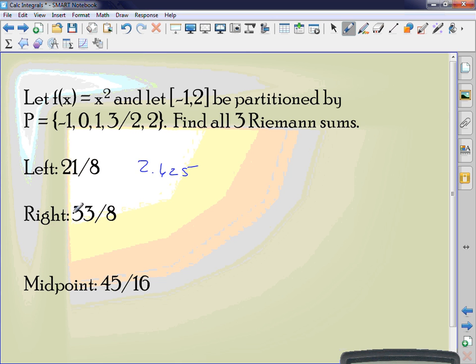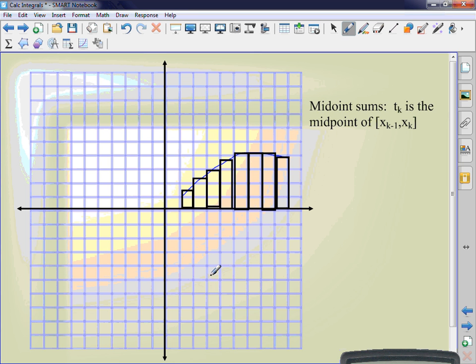2.625. What was the right? 4.125. And what was the midpoint? 2.8125. So all the Riemann sums gave us a different answer. It all depended on where I placed my rectangles.